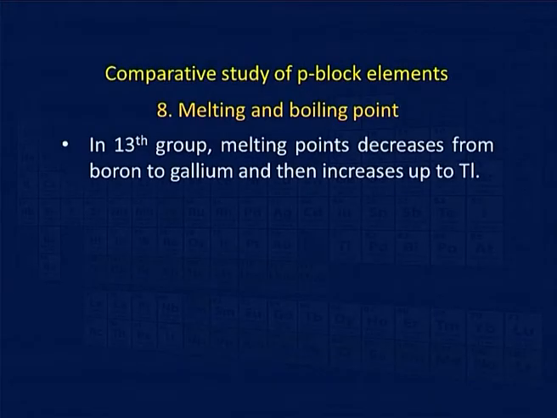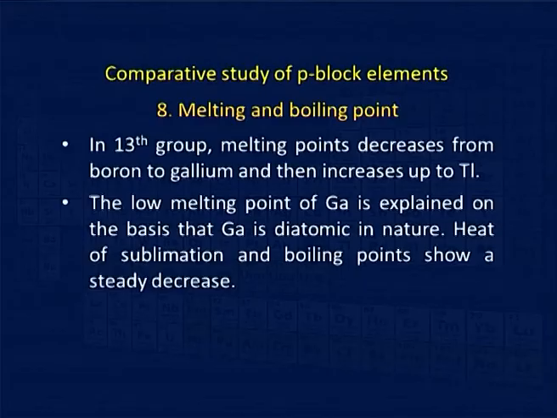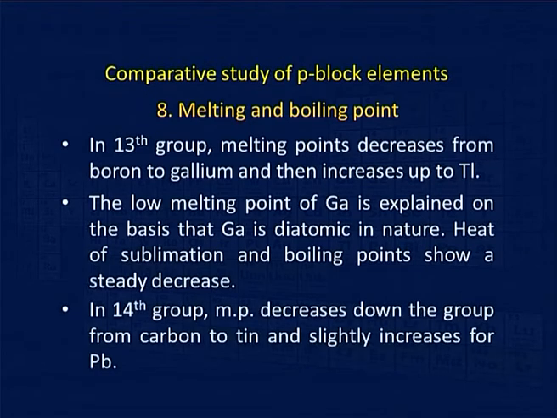Melting and boiling point is another property. In the 13th group, melting point decreases from boron to gallium and then increases up to thallium, so a slight variation appears in the 13th group. The low melting point of gallium is explained on the basis that gallium is diatomic in nature. Heat of sublimation and boiling point show a steady decrease. In the 14th group, the melting point decreases down the group from carbon to tin, and again a slight increase is seen for lead.